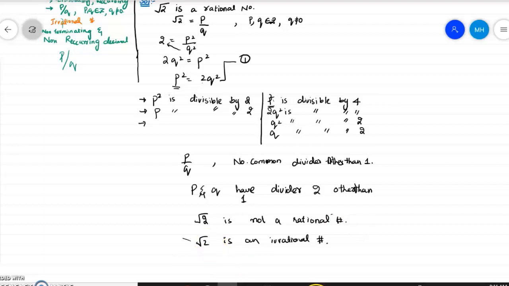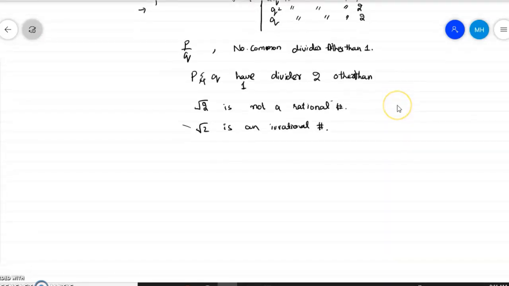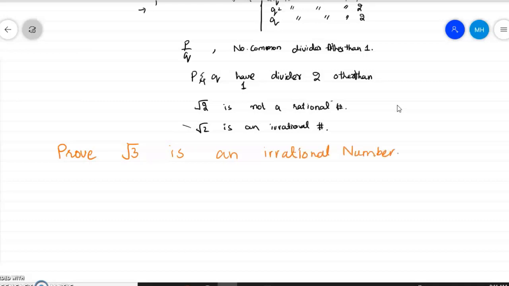You have another example in your book, which is to prove that square root of 3 is an irrational number. Now it's your assignment. You have to do it by yourself and let me know how much you understood from my lesson.